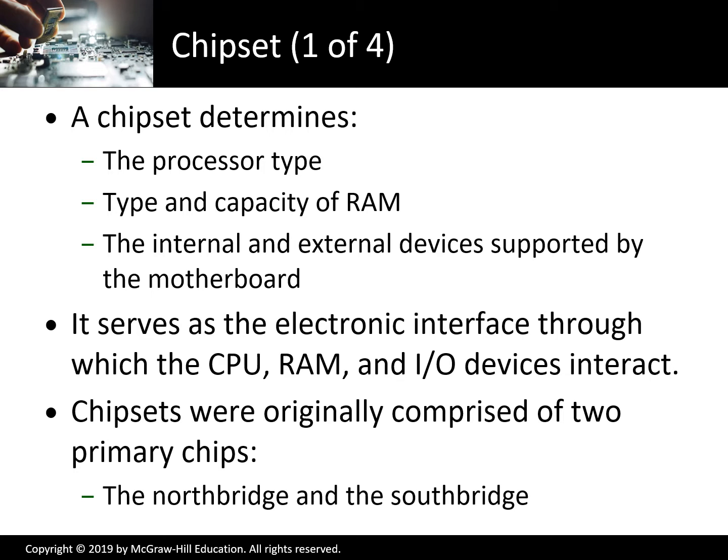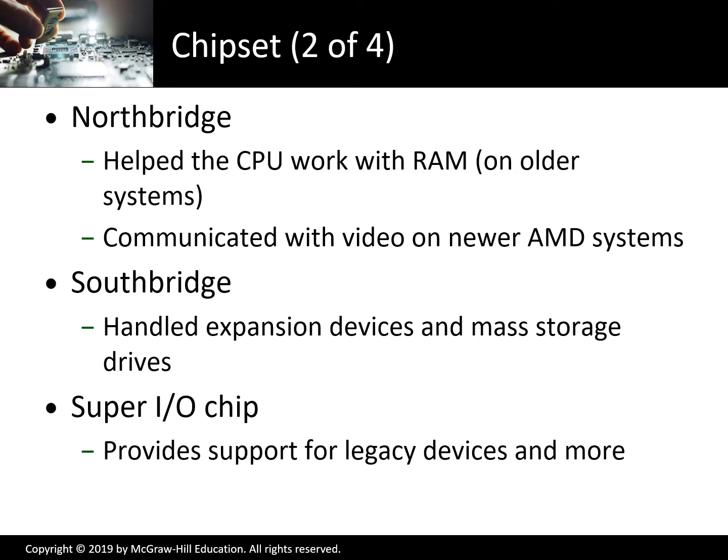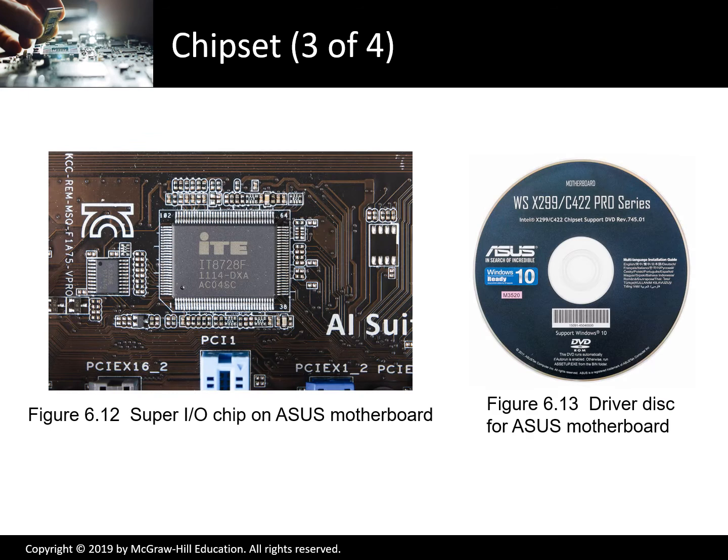Originally, there were two chips, Northbridge and Southbridge. Northbridge did video and memory operations. Southbridge did everything else. Okay, Northbridge, CPU and RAM communications. Southbridge, expansion devices, and originally mass storage went here. And we'll talk about that later. And a Super I/O chip, which would help you with older devices. Okay, here's an old Super I/O.